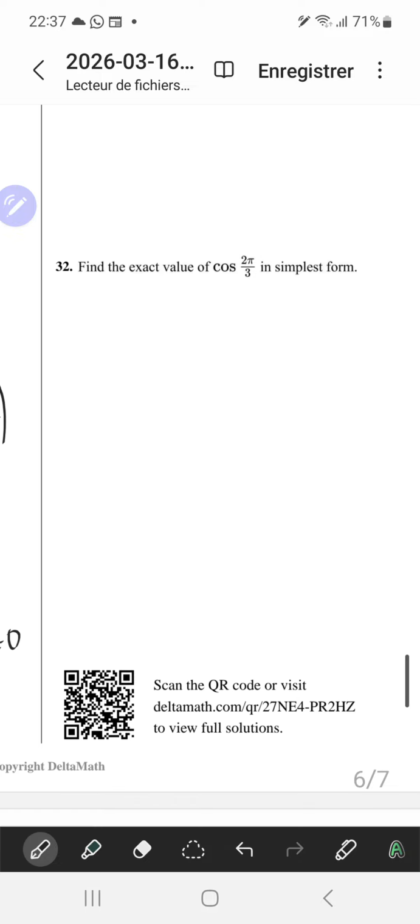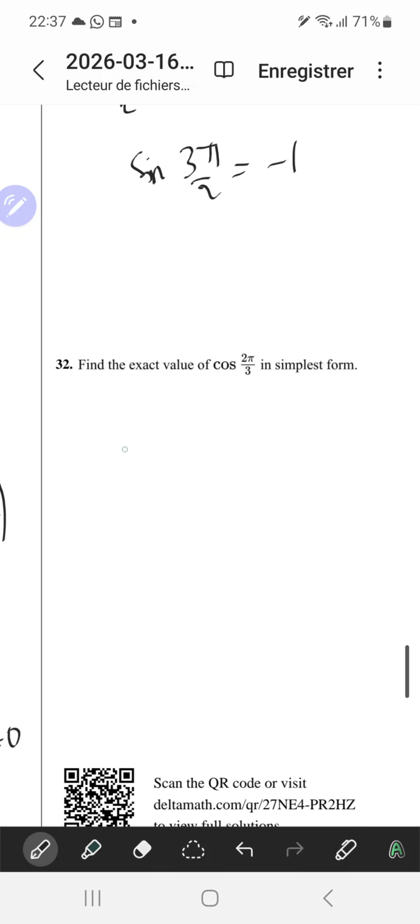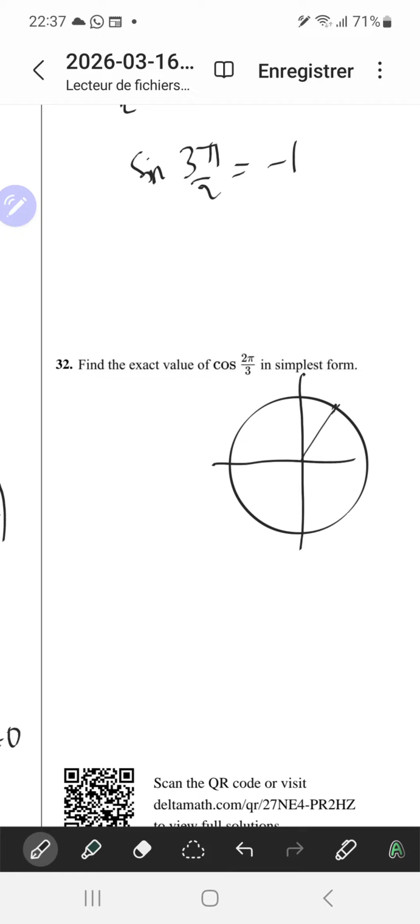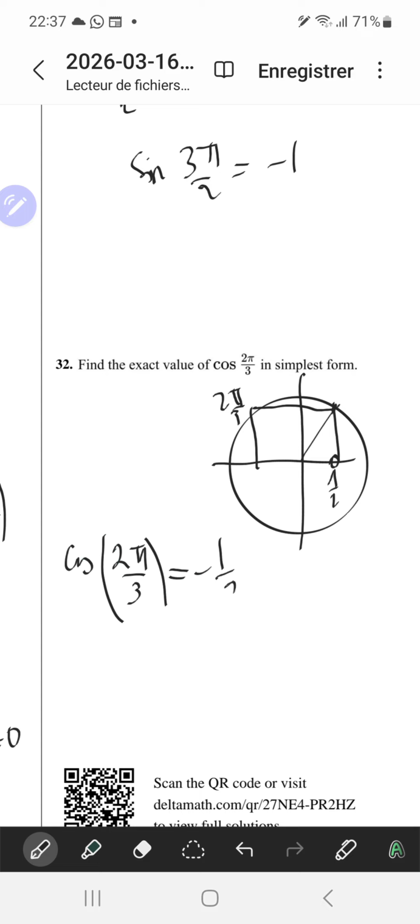Last one, cosinus 2 pi over 3. We know that pi over 3 is here, from 1/2, and 2 pi over 3 is here, so it's the opposite of it. So cosinus of 2 pi over 3 is minus 1/2.